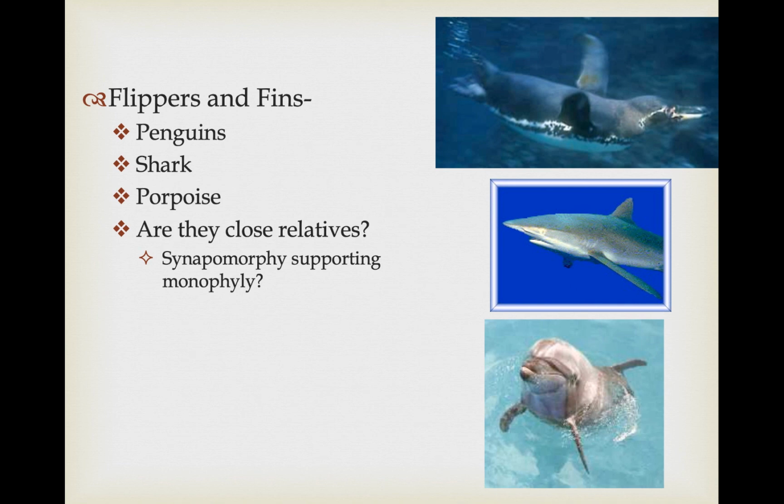So here are some classic examples of traits that might at first mislead you. If you look at flippers and fins in aquatic organisms, is this really an indication of their close relatives?